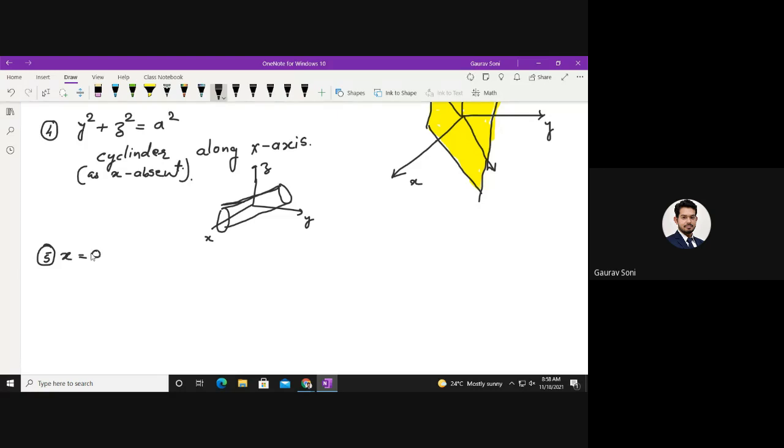Some small things here. X equal to 0. I should have taken this earlier, but fine now. X equal to 0, what is it? Collect all the points whose X coordinate is 0. Graphing is very interesting, let me tell you, but you will have to think on it. So when I say X equal to 0, you need to collect all the points in the three-dimensional space whose X coordinate is 0. It's easy. I don't think it is so difficult to identify this.